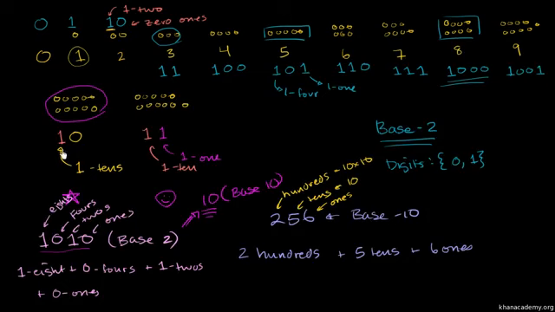And then I'll stop here at what we consider to be 10 objects. In base 2, you would say you have 1 8, 0 4's, 1 2, and 0 1's. So this right here is 10 in base 2. This is 10 in base 10. Hopefully that doesn't confuse you too much.